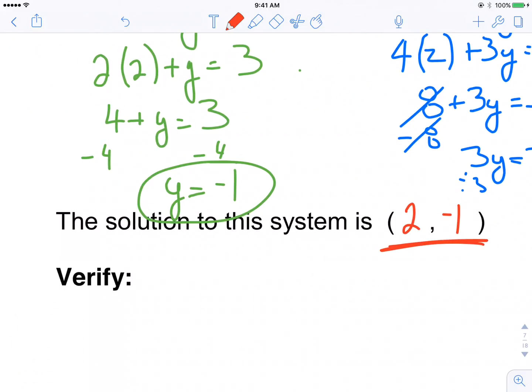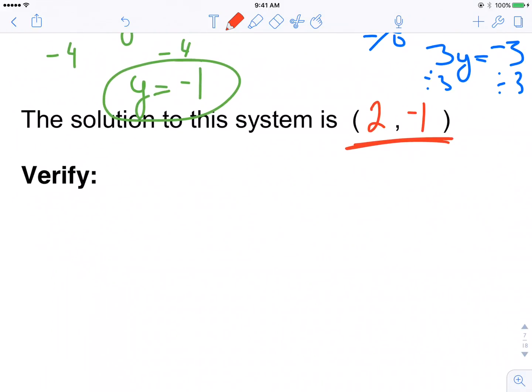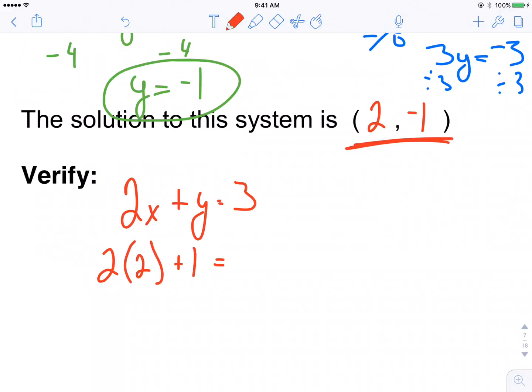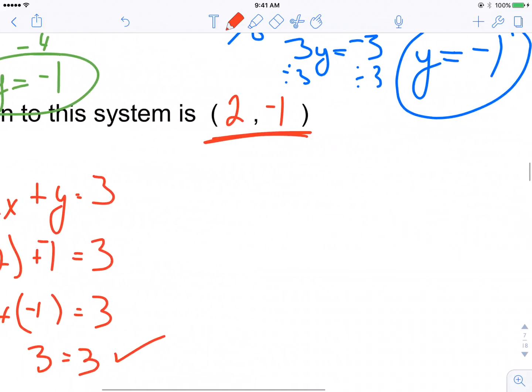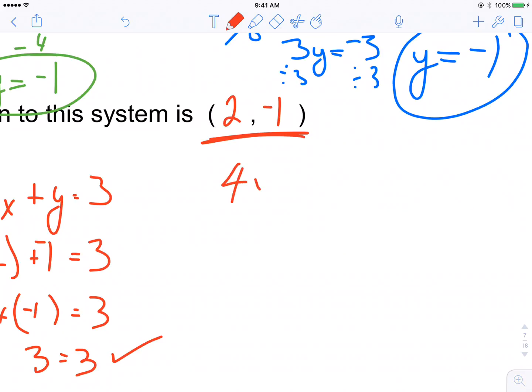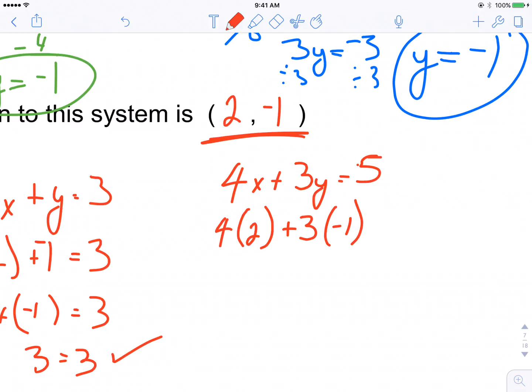I take that system solution and put it first into one equation, 2x plus y is equal to 3, which would be 2 times 2 plus negative 1, which is 4 plus negative 1 equals 3, so 3 equals 3, which is correct. I also do the same thing for my other equation. 4x plus 3y is equal to 5: 4 times 2 plus 3 times negative 1 is equal to 5. 8 minus 3 is equal to 5. 5 is equal to 5.